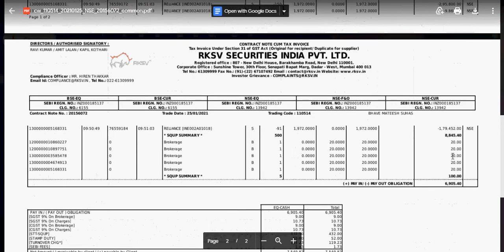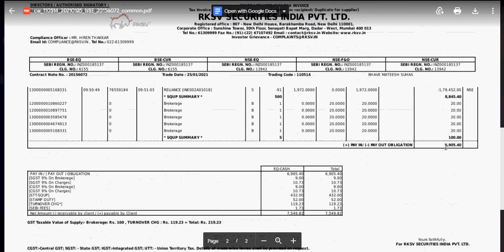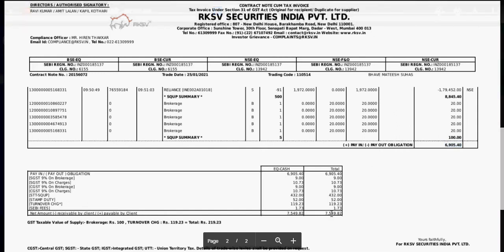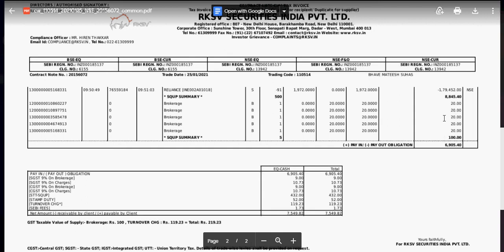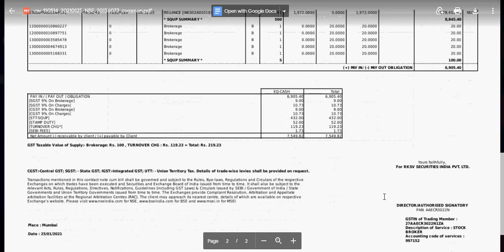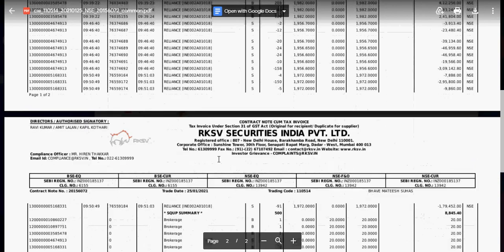So I incurred a loss of about 6,805 plus 100 rupees of brokerage, this is 6,905, and my net that day was 7,550. So basically I lost around 7,500 rupees that day, out of which 750 rupees was brokerage plus taxes. So this is how you read a contract note. This is the standard template.